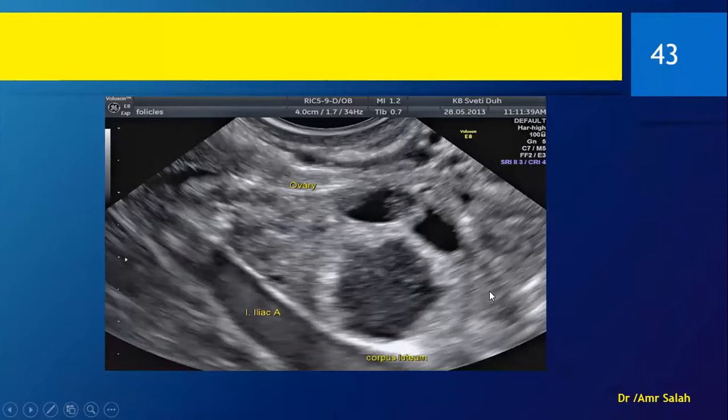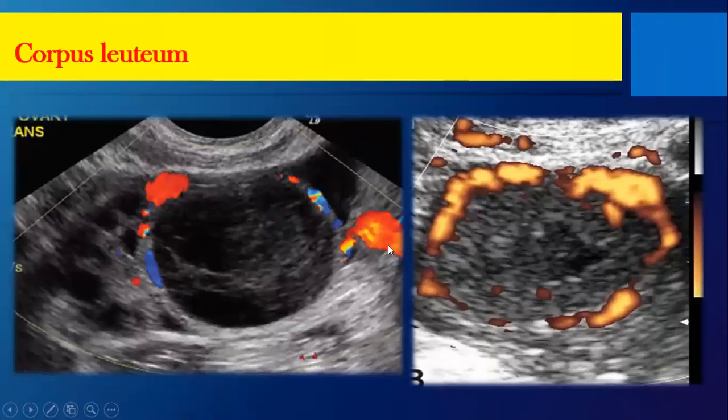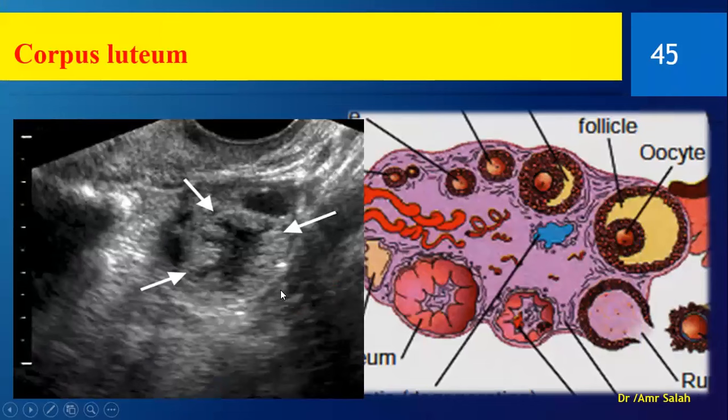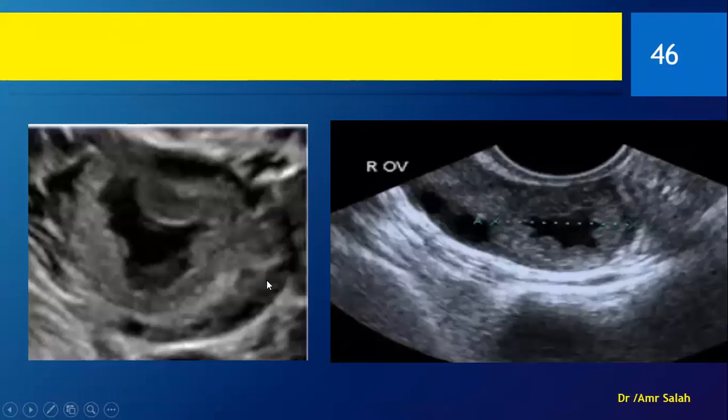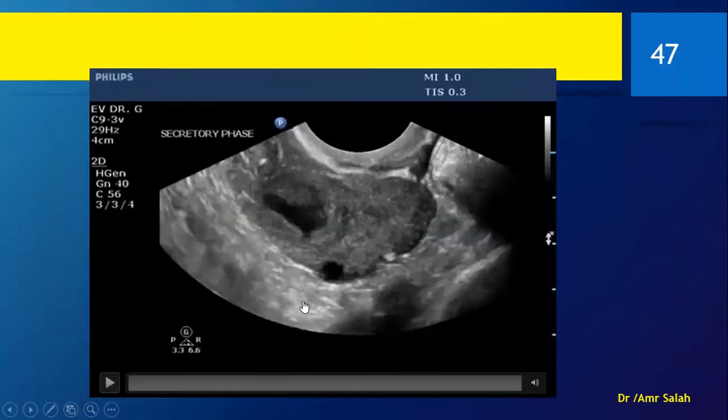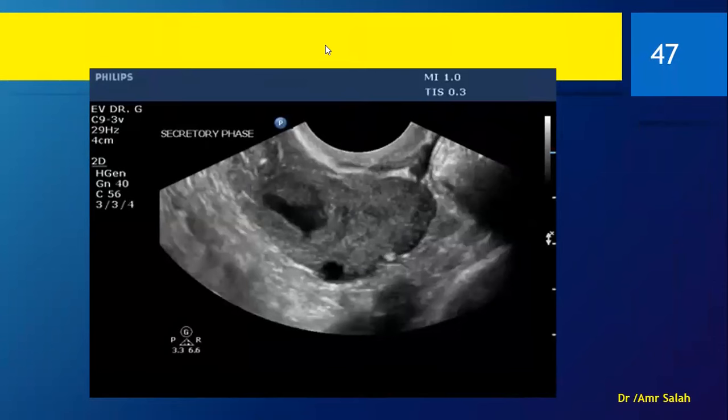Okay, this is the corpus luteum. The corpus luteum has the appearance of a ring of fire. If I use the Doppler, it has the appearance of a ring of fire. Okay, this is the star shape inside. Corpus luteum again. Again, here the corpus luteum.